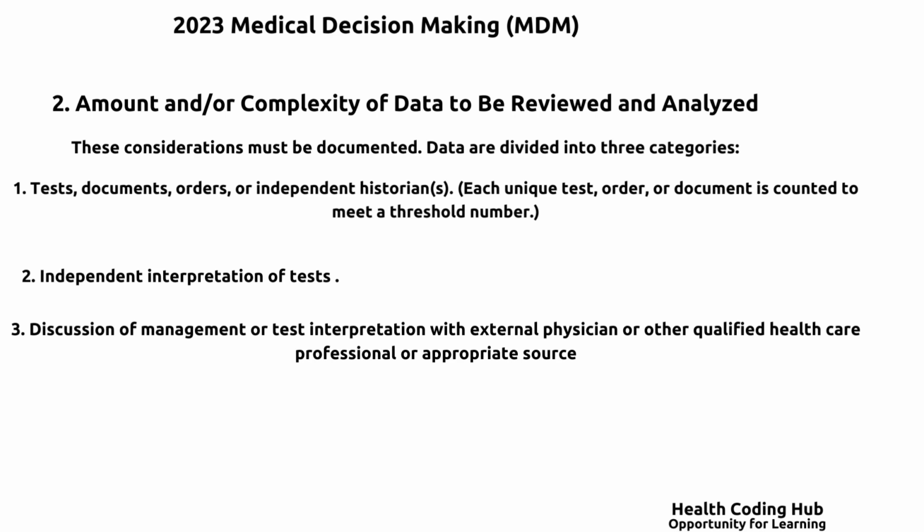Data are divided into three categories: tests, documents, orders, or independent historian. Each unique test, order, or document is counted to meet the threshold number. And the second category, independent interpretation of tests not separately reported, discussion of management or test interpretation with an external physician or other qualified healthcare professional or appropriate source that is not reported separately.